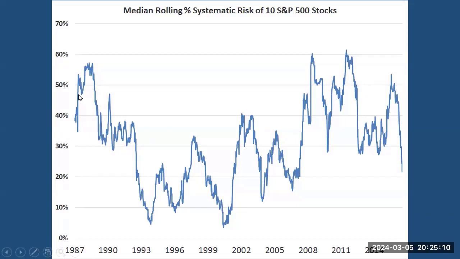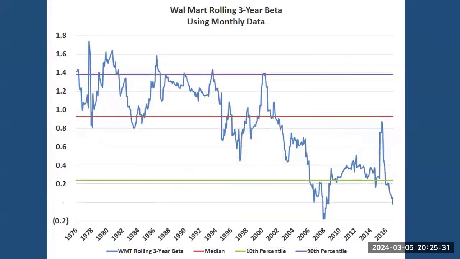What can we say about this line, about its stability? How predictable is that? How reliable is that? It's not very much at all. I do need to update it because I'd be curious to see what happened in 2020 with this number, just to see how impactful it would have been. Here's beta. This is Walmart's beta. What do you notice about their beta?